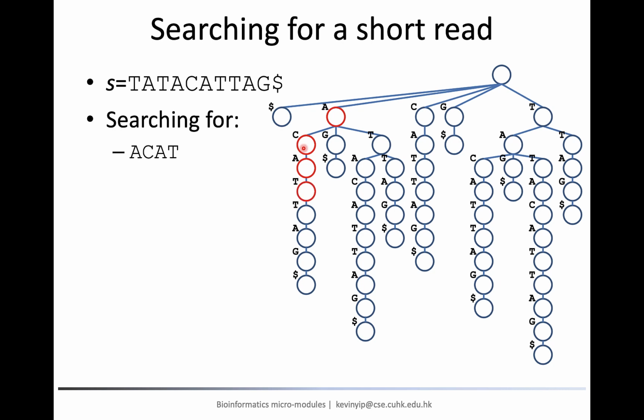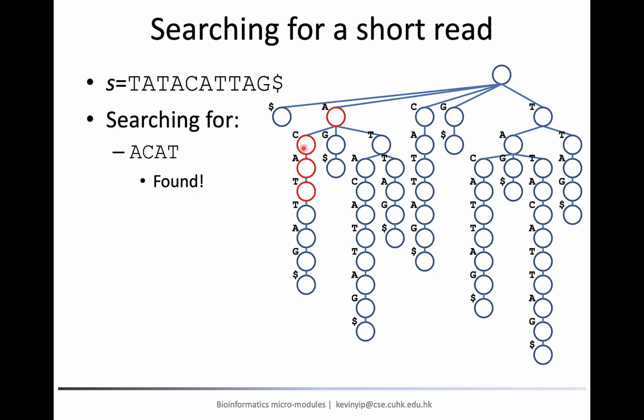Now we have exhausted all the characters in the query, and therefore we conclude that ACAT is a subsequence of the index reference sequence. Once again, this is because we have confirmed that ACAT is a prefix of one of the suffixes of the reference sequence.